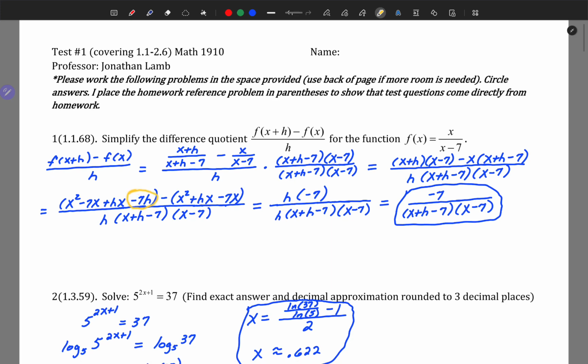Now, I knew I needed to factor out an h. I went ahead and did that. I said, well, if I factor an h out of that, I'll have a minus 7, or a negative 7, left over. Then that h in the numerator can cancel with a factor of h in the denominator, leaving me the final answer, negative 7 over x plus h minus 7 times x minus 7. That would be the final excellent answer there.